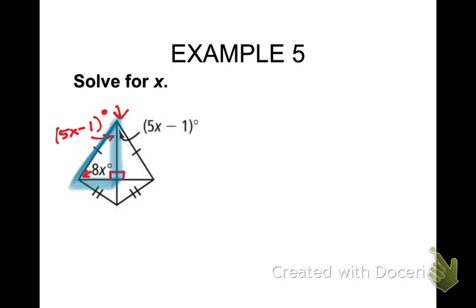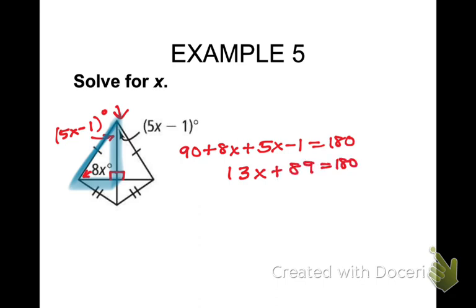And we know all of them should add up to 180. So I could do 90 plus 8x plus 5x minus 1 and set that equal to 180. Combining like terms gets us 13x plus 89 is equal to 180. 180 minus 89 is 91. Dividing by 13 gets us x to be 7.